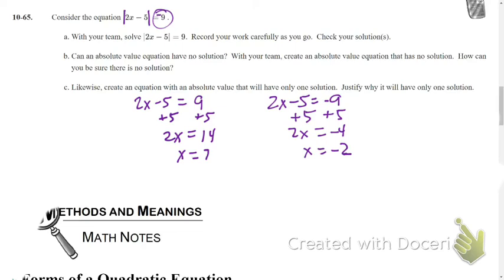Okay, so for part C it says, now create an equation with an absolute value that will have only one solution. Only one solution. Okay, pause the video, come back when you think you have an answer. Okay, so hopefully you've determined that if it equals a negative, there's no real answer. If it equals a positive, there's two real answers. So then all we got to do is make it equal 0. If I change that value to a 0, it's only going to have one real answer, because when I start solving for it, I'm going to set it equal to a positive 0.